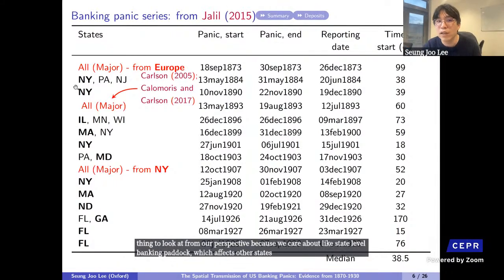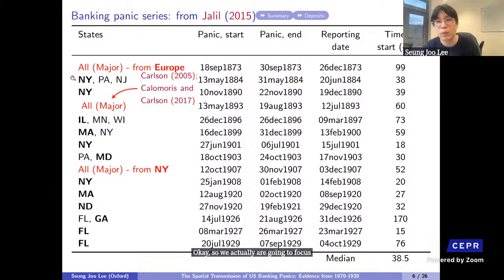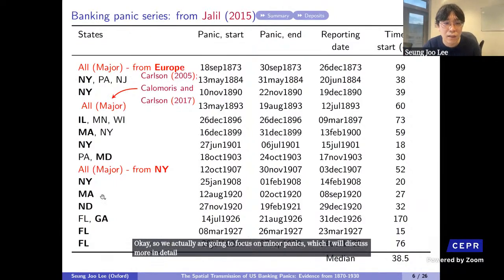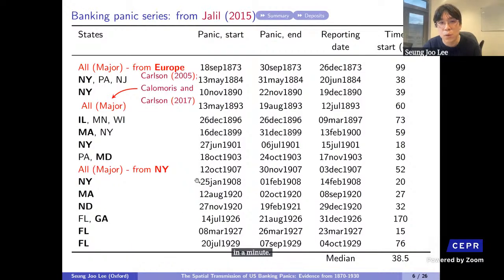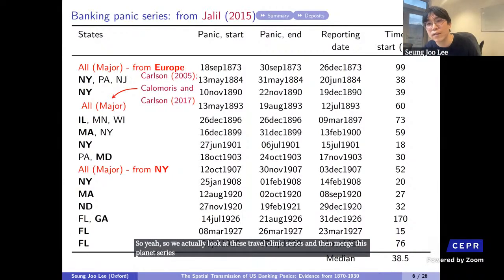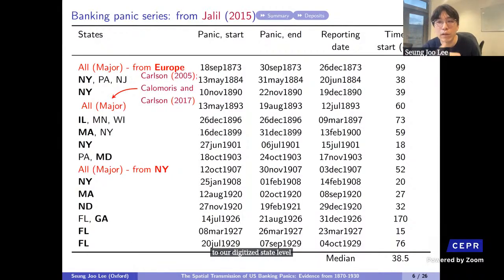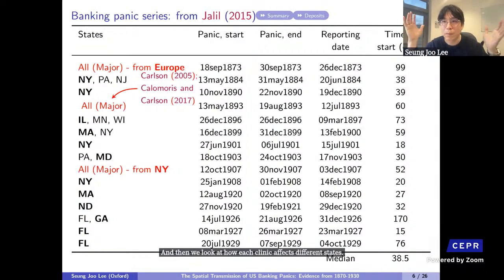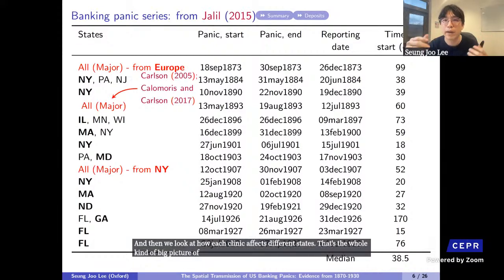So we are actually going to focus on minor panics, which I will discuss in more detail in a minute. We look at this Jalil panic series and merge it to our digitized state level banking data. And then we look at how each panic affects different states. That's the whole big picture of what we do in terms of empirics.